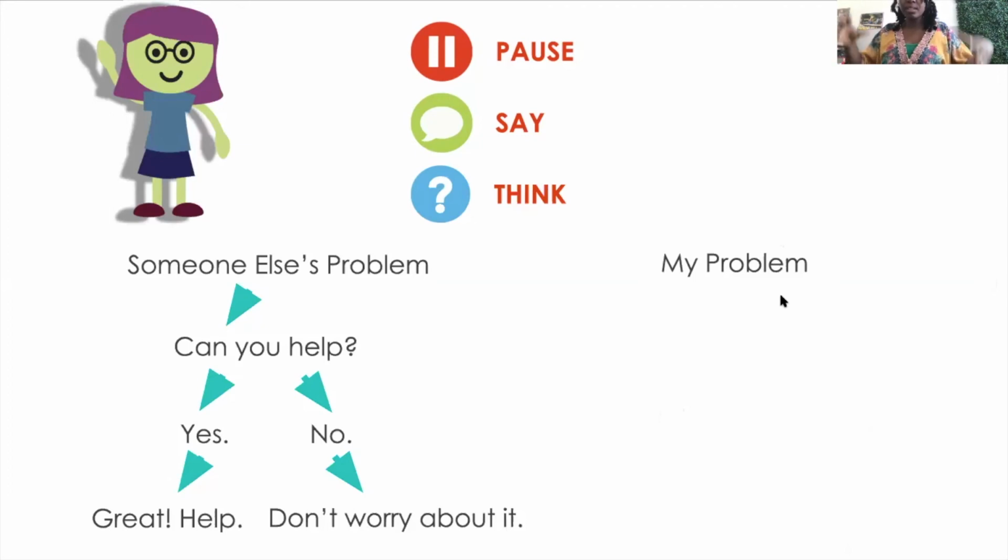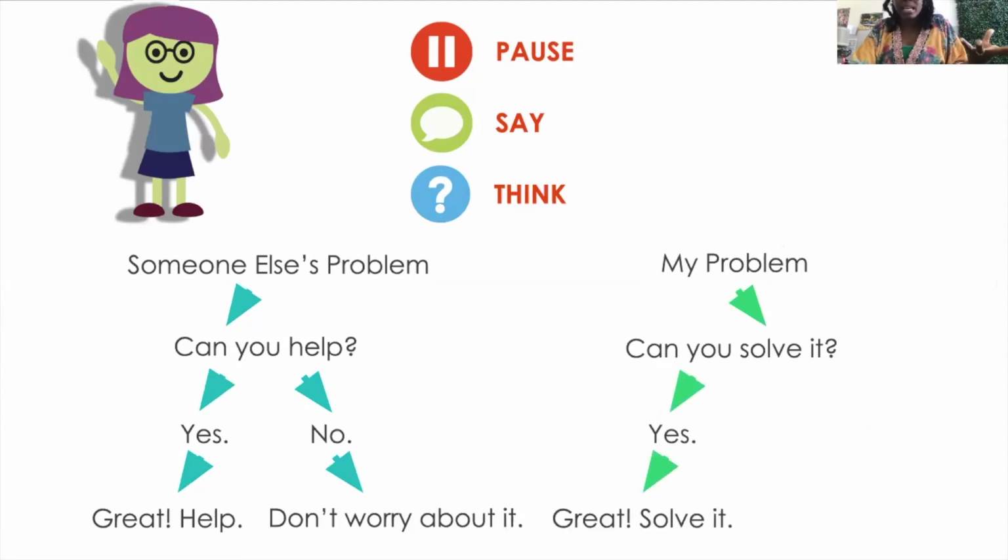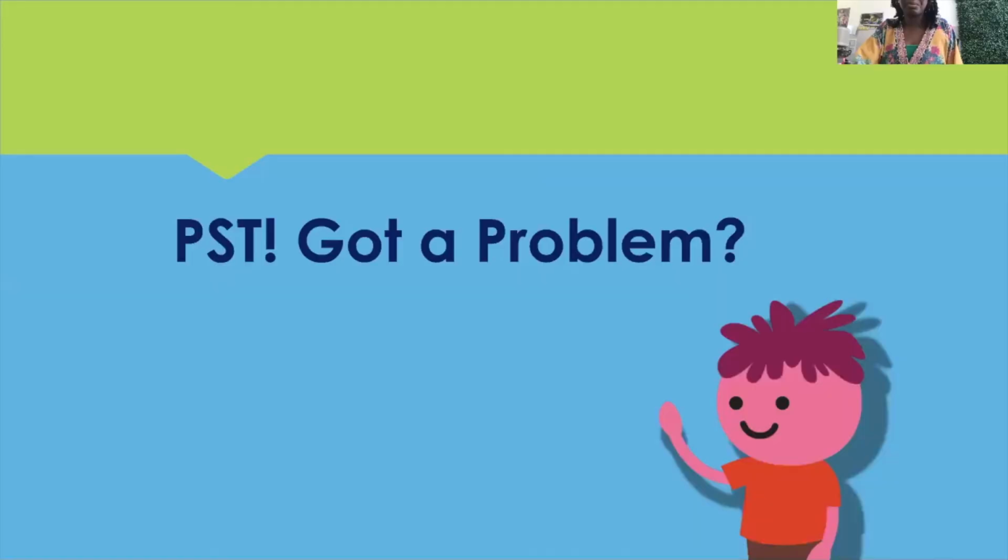Now, if it's your problem, think to yourself, can you solve it? If yes, great, solve it. But if you can't solve it, which means it's probably a big problem, ask for help. So there are two options. Sometimes it's going to be your problem, and sometimes it's going to be something that you shouldn't be involved in. And that's it. That's the secret tip.